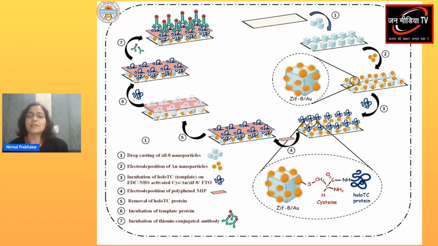So in the first step, here we can see this FTO electrode, and onto this ZIF-8 framework was immobilized, followed by the attachment of gold nanoparticle. And in the third step, you can see there is immobilization of cysteine, which is a sulfur containing amino acid.